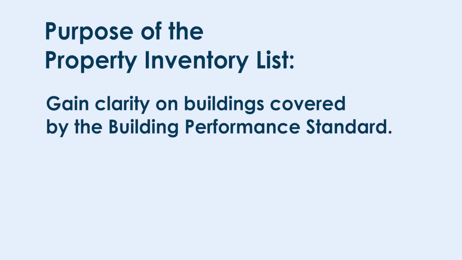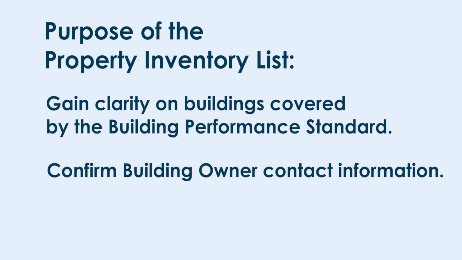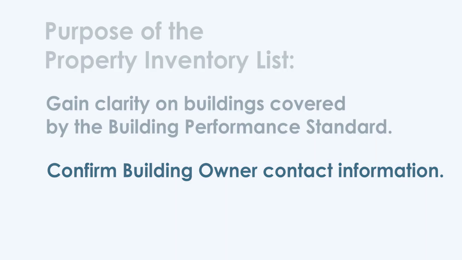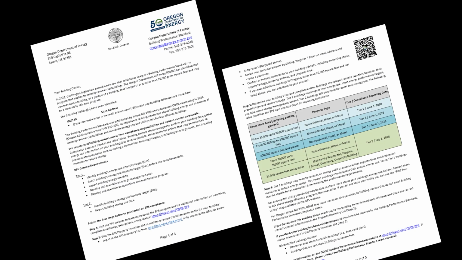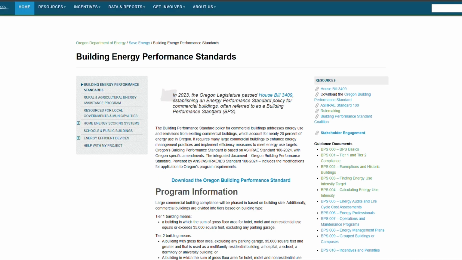It is also an opportunity for ODOE to confirm contact information of building owners across the state to ensure they get the most up-to-date and accurate information. You can access the property inventory list by scanning the QR code on the notification mailer, if you received one in the mail, or going directly to the website.